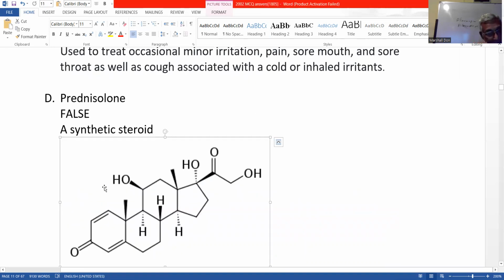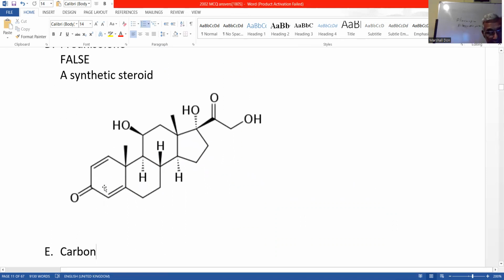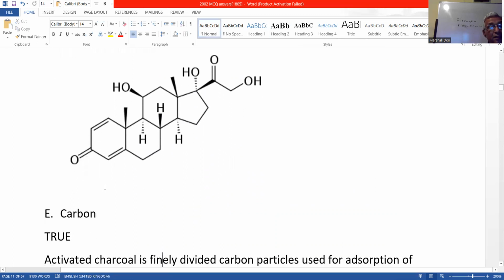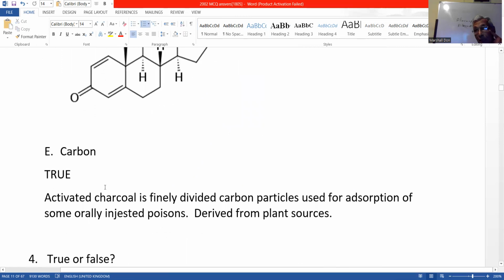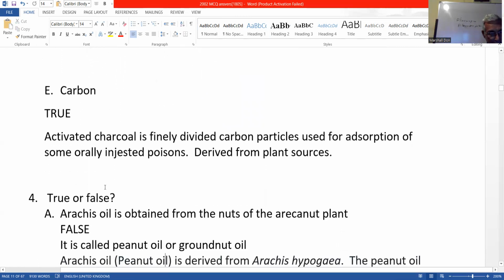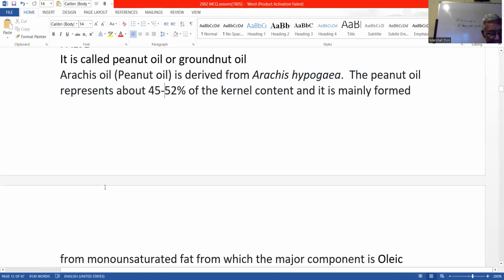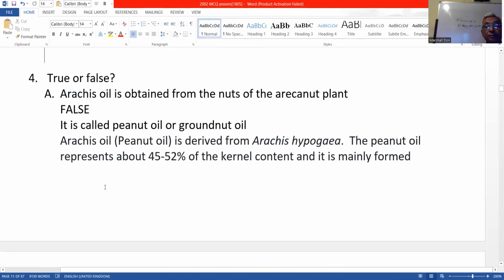Prednisolone, false. Prednisolone is a steroid. It is a synthetic drug. This is the structure of any steroid. E, carbon, is a natural product. Carbon is everywhere, activated carbon and all. Okay. Right. Thank you very much.